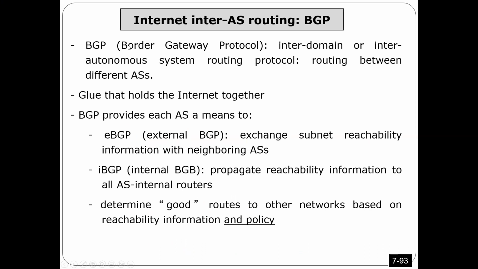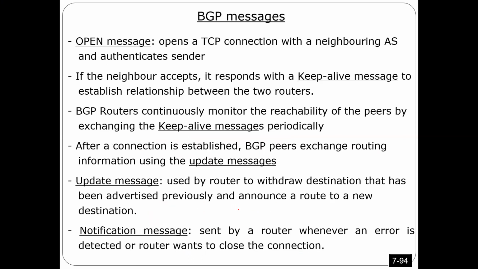BGP is the Border Gateway Protocol. There are for sure other protocols. It is used to hold the AS network together. And this one is based on reachability information and also on policy. That's what I explained: reachability and policy.